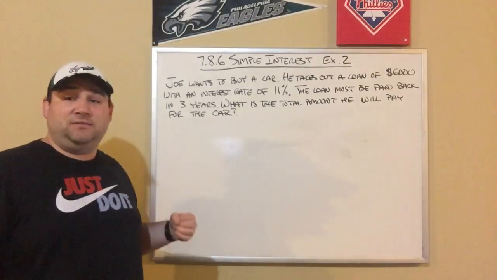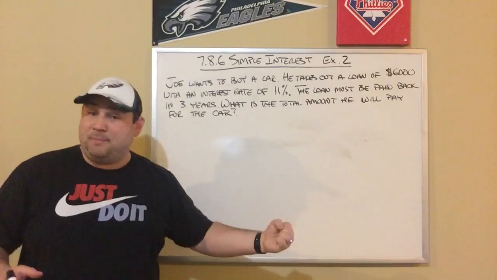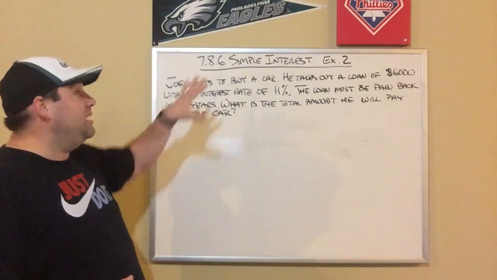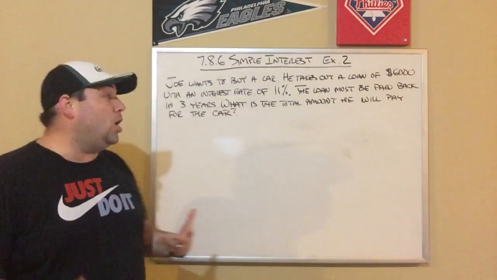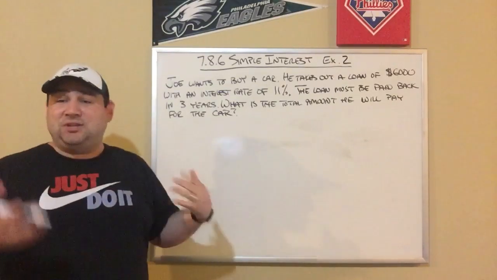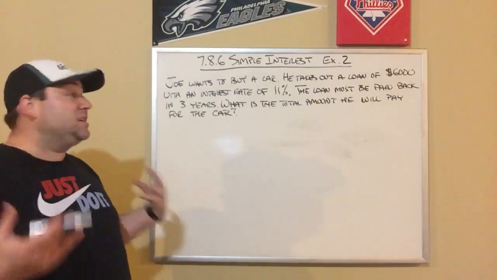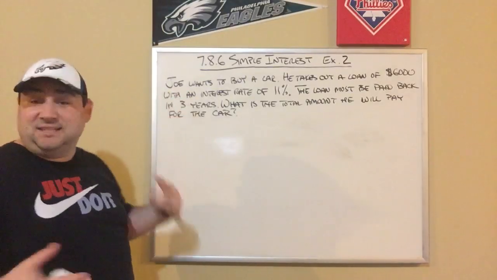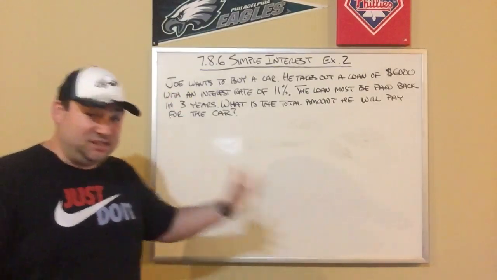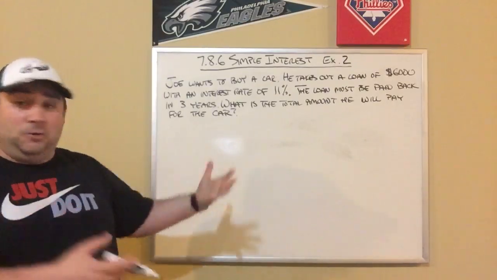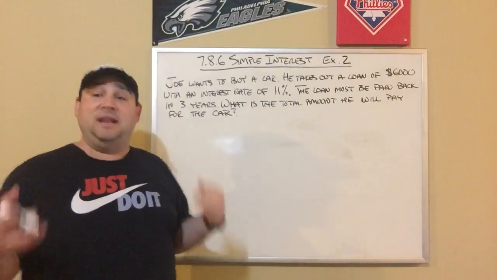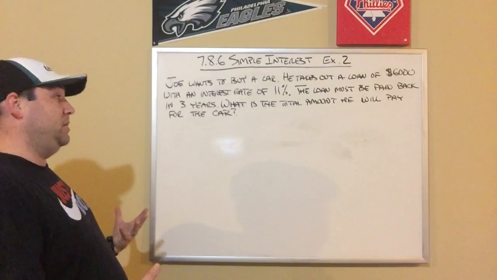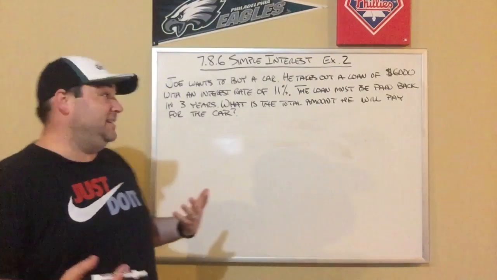So this one, instead of like the last example where we were putting money in the bank and earning interest, this time Joe's borrowing money to buy a car, and then he's got to pay interest on that loan. So he's going to end up paying more than $6,000 for this car. If he had $6,000 in cash in his hand, he could just give it to the car dealer and he'd own the car and he wouldn't have to pay any more. But he doesn't have that, so he's got to borrow the money. And when you borrow money, you have to pay interest.